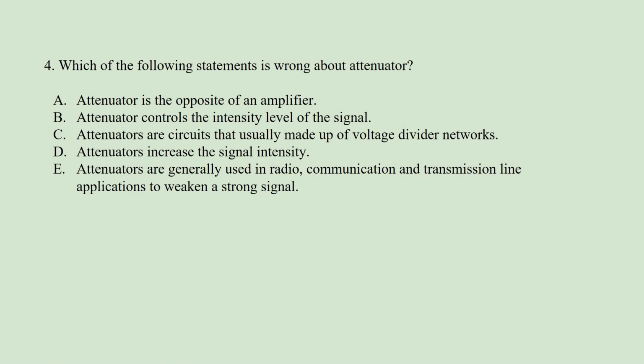Question 4. Which of the following statements is wrong about the attenuator? A. Attenuator is the opposite of an amplifier. B. Attenuator controls the intensity level of the signal. C. Attenuators are circuits that are usually made up of voltage divider networks. D. Attenuators increase the signal intensity. E. Attenuators are generally used in radio, communication, transmission line applications to weaken a strong signal. The answer is D, because attenuators don't increase the signal intensity, they reduce it.